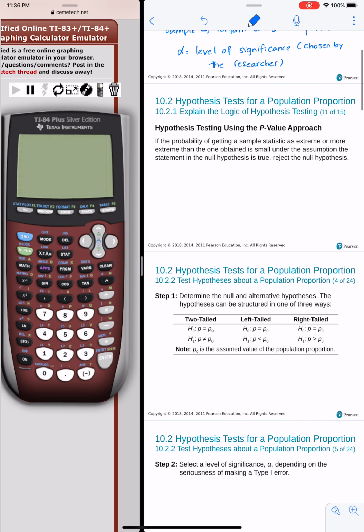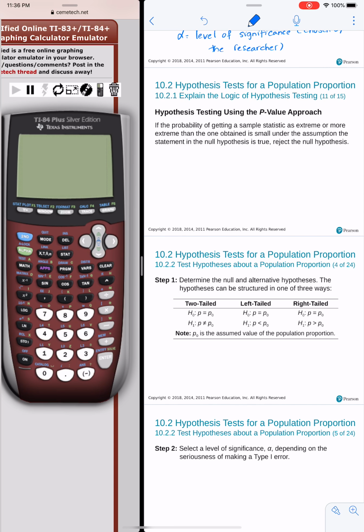In addition, one has to realize that alpha is the probability of type 1 error, which is the probability of rejecting the null when the null is true. We want this error to be really small.